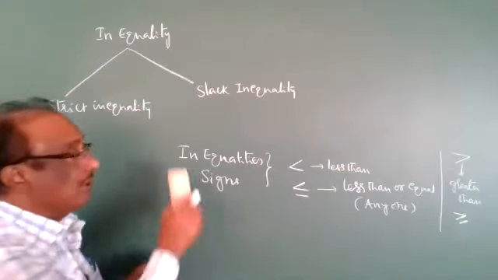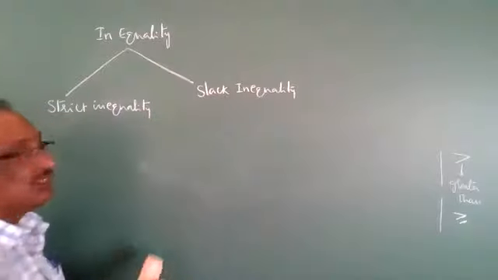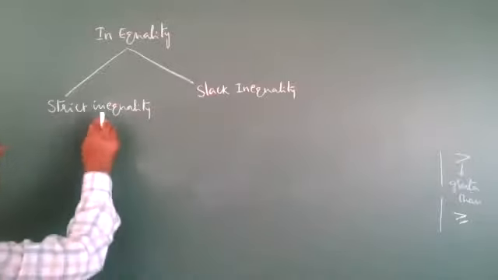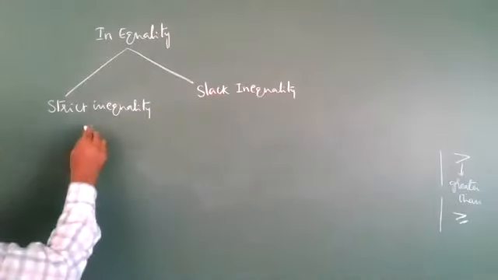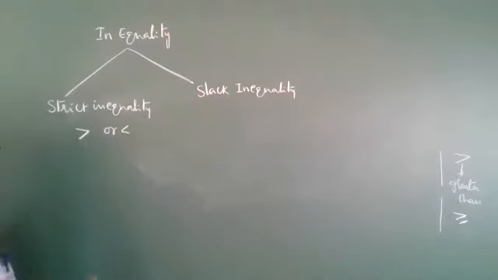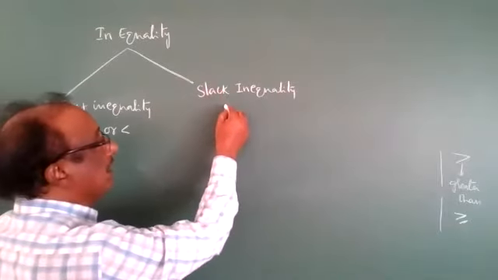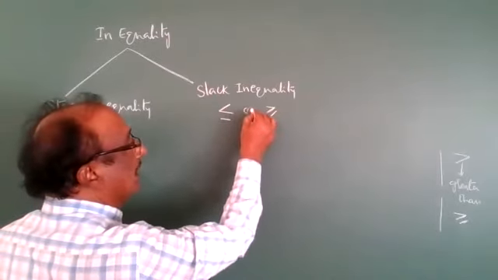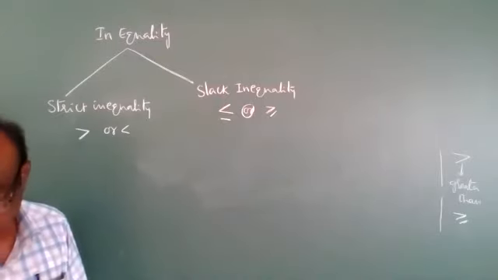Inequalities are of two types. One is the strict inequality, and the other is the slack inequality. Strict inequality means only one condition: either greater than or less than. Slack inequality has two conditions: less than or equal to, or greater than or equal to. Two conditions, that is the slack inequality.